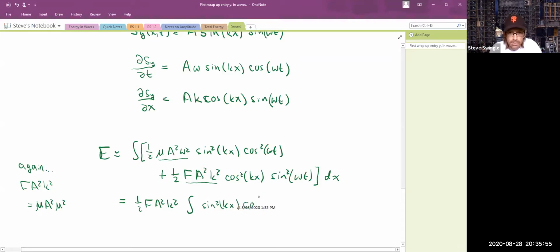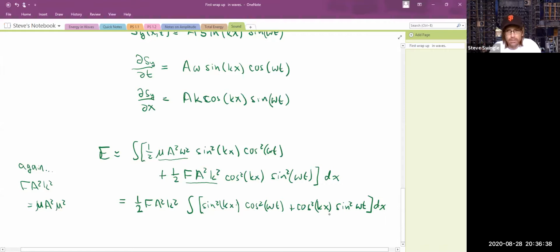What happened? I erased it somehow. That's weird. Okay. Omega t. And then the other one is cosine squared kx sine squared omega t. So it's the same expression, using the fact that those two things are the same. You can interchange one for the other. I decided to go this way, assuming that I know the wavelength and I know the tension, so that's a little easier to work with.